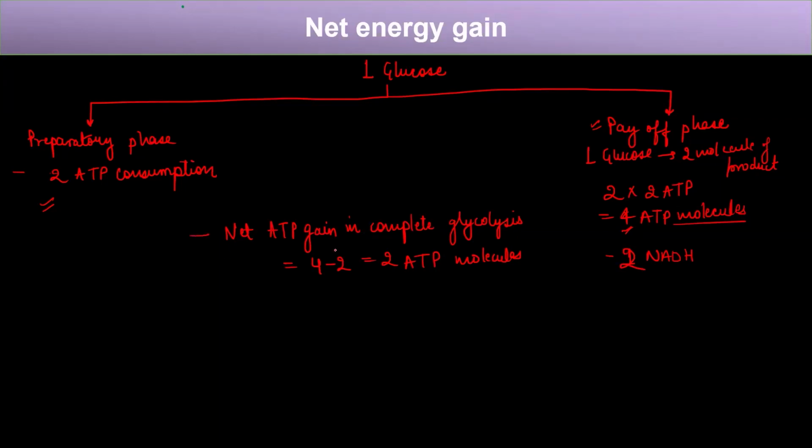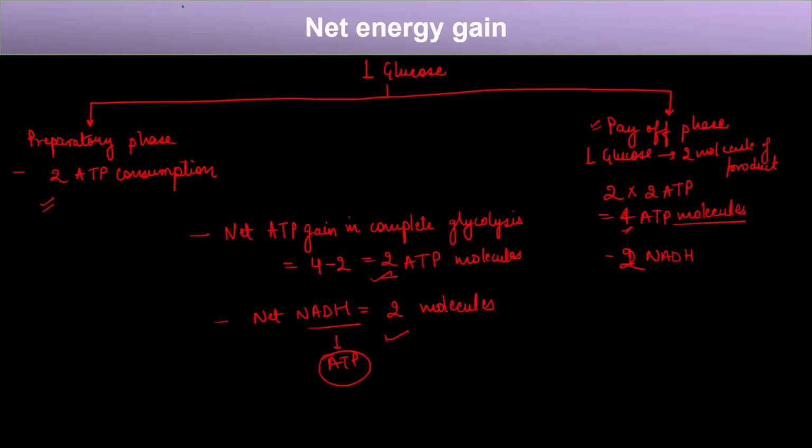Okay, so the net ATP gain is 2, and net NADH will also be 2 molecules. Now, why is this NADH important? Because we'll see this NADH ultimately leads to the formation of ATP. Depending on it, a single NADH leads to the formation of more than 1 ATP molecule, that is around 2.5 ATP molecules. Okay, so this is the net gain, 2 ATP and 2 NADH.